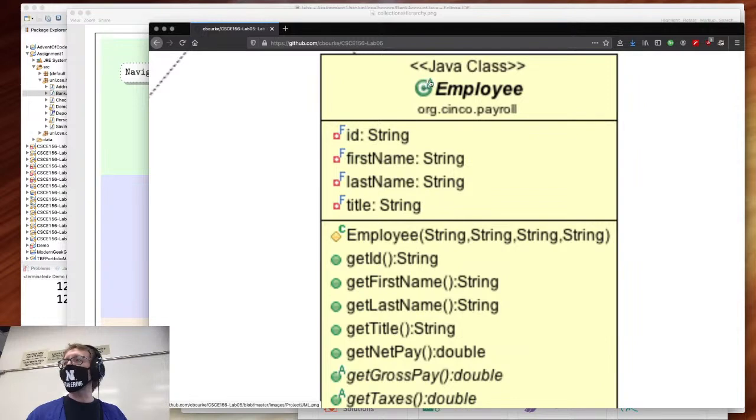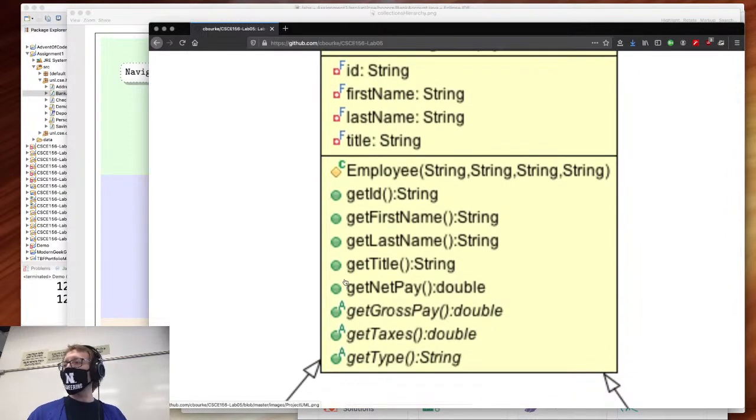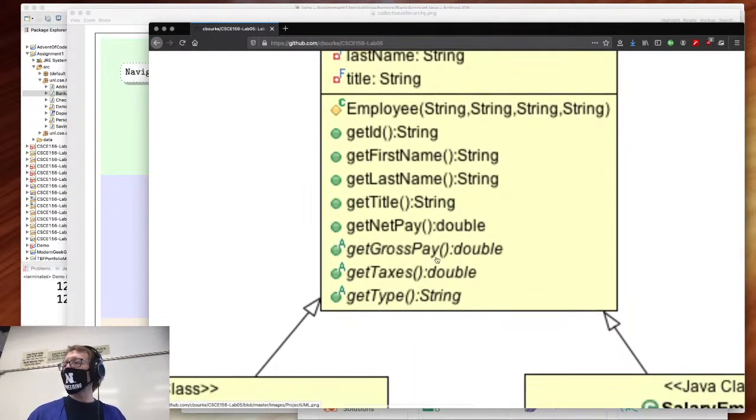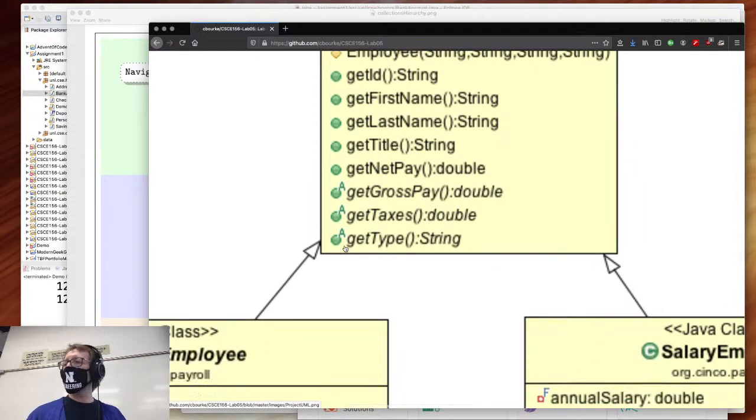That's a class, but there's an A right there. What do you think that A stands for? Abstract. This is an abstract class, but it has several concrete methods here. If the font is normal, then those are actual methods that are implemented in that class. If the font is italicized, and there's an A here anyway, that's an abstract method, right?